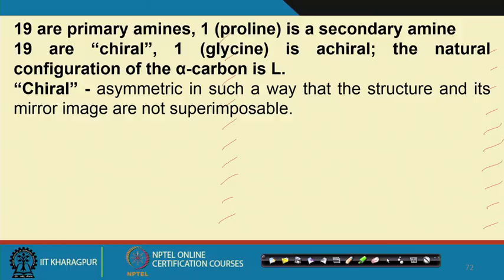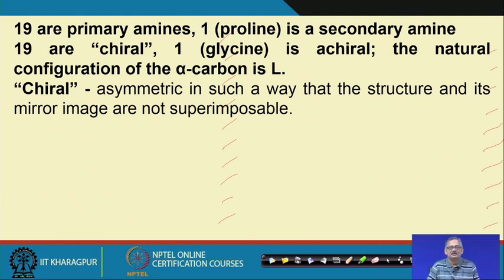Now, a small addition I would like to make here, that there are 19 primary amines, and one, that is proline, is a secondary amine, right. And all these 19 amino acids are chiral except glycine, which is achiral, right.